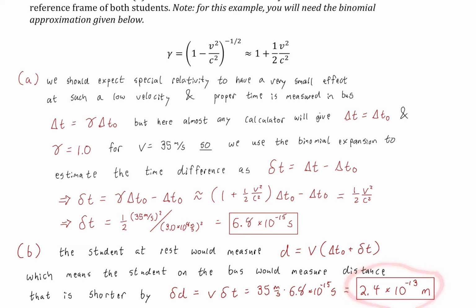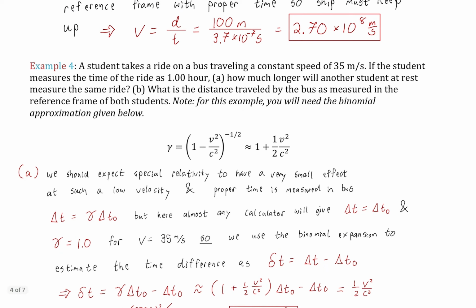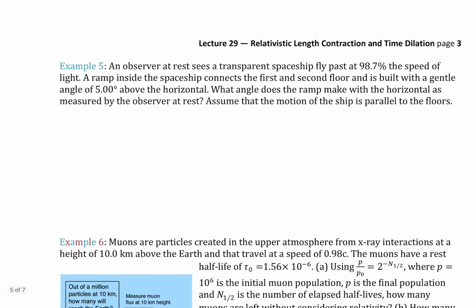But would you actually notice the world getting compressed by that much? No, of course not, because this is much smaller than an atom, right? If you think about atomic radius, that's on the order of 10 to the negative 10 meters, and this is 1,000 times smaller than that. So this is way too small to measure. Okay? So indeed, special relativity does not apply to everyday velocities like 35 meters per second. Okay, so let's move on to another example.